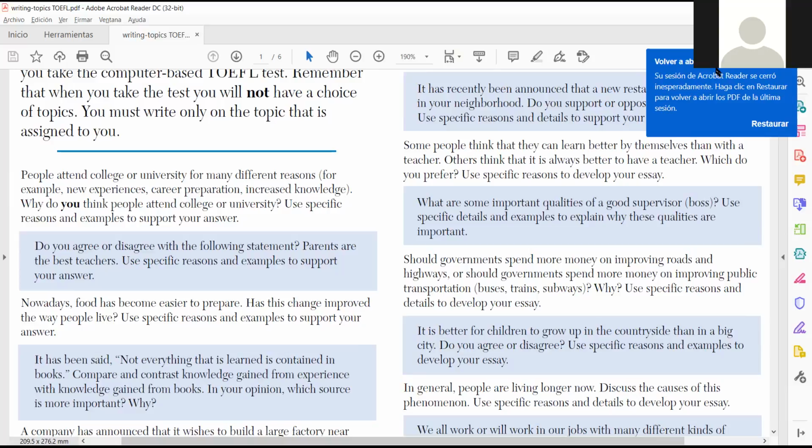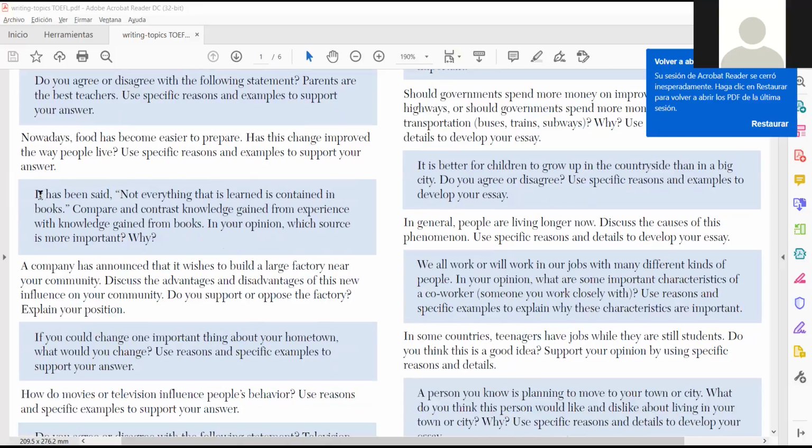I think the one that says not everything that is learned is contained in books. Compare and contrast knowledge gained from experience with knowledge gained from books. I don't see it. Can you repeat what the topic is, please? Not everything that is learned is contained in books. The fourth one. Compare and contrast knowledge gained from experience. Yeah, I think that is, yep. As you see, this is a real TOEFL topic.